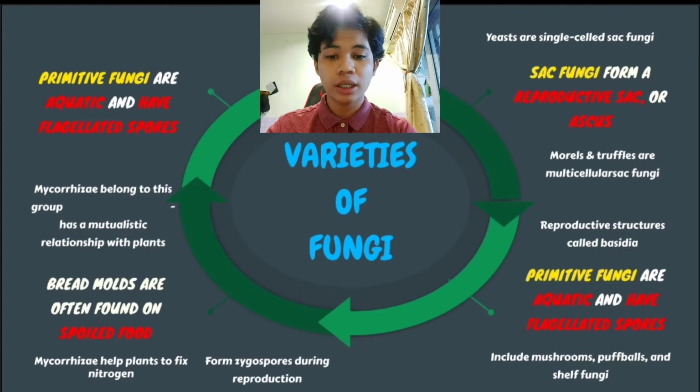Another shape of fungi is the club fungi, which have club-shaped fruiting bodies. They consist of reproductive structures called basidia and include mushrooms, puffballs, and shelf fungi. For example, puffballs release a cloud of spores when the fruiting body matures and bursts.